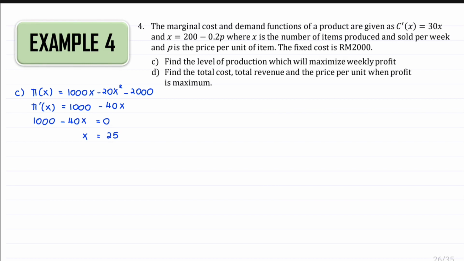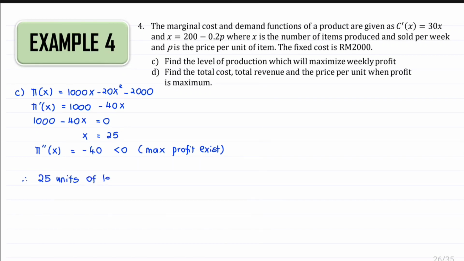And we check whether maximum profit exists or not. So we differentiate again, pi double prime. Then we get negative 40. Negative 40 is less than 0, so maximum profit exists. Then we conclude 25 units of level production will maximize weekly profit.